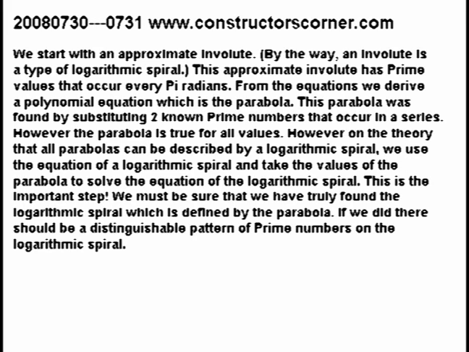Okay, we start with an approximate involute. By the way, an involute is a type of logarithmic spiral. This approximate involute has prime values that occur every pi radians. We're saying that every pi radians, 90 degrees, we're going to put a prime value on this circle that's unraveling. It's an involute, and it unravels as it turns. So as the angle increases, the arc length and radius increase at a certain rate.